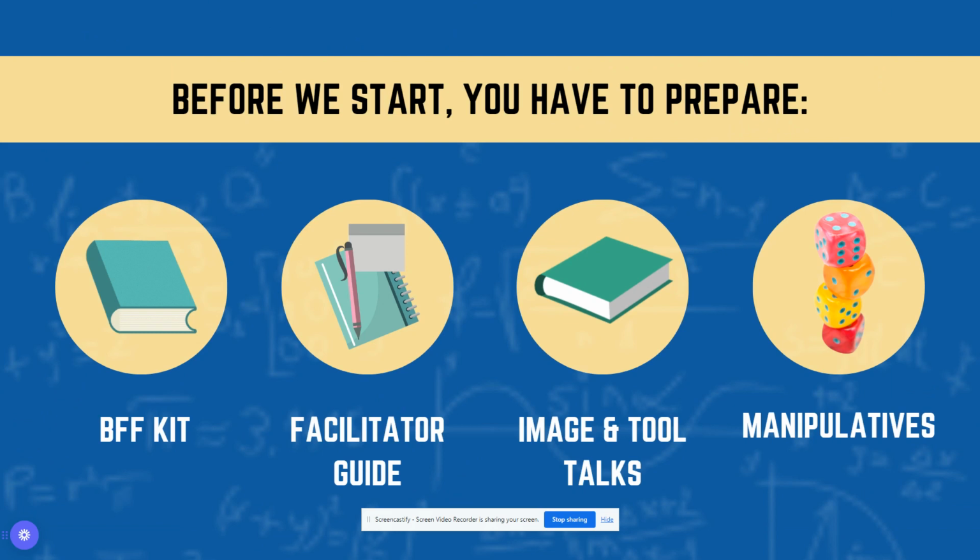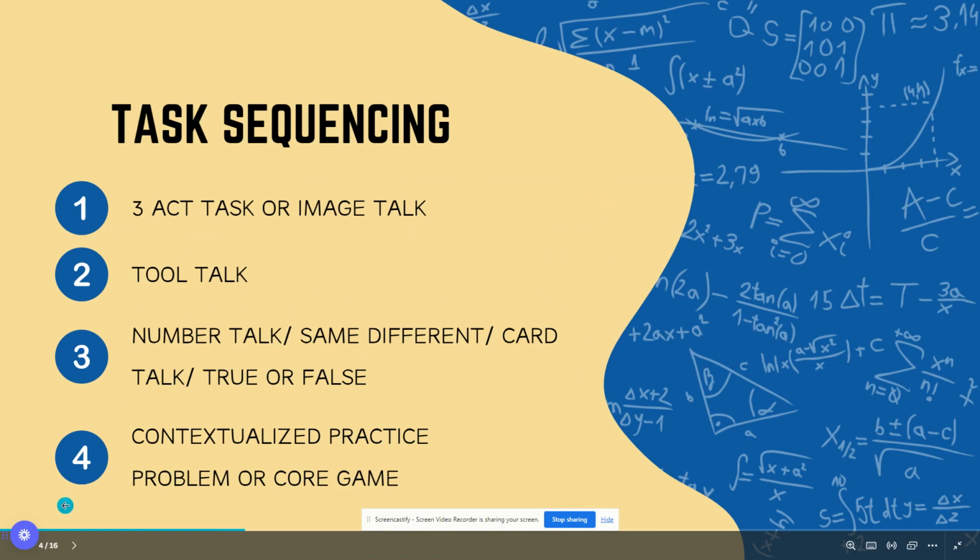Now, both of the kits, regardless of which one, if you're doing the addition and subtraction or multiplication and division, will have the facilitator guide and image and tool talks. They just look different in both of the kits. And you're going to have some manipulatives that are the same and some that are different. So have a look at both of those, especially if you're on a cusp year where you really focus a lot on both of those strategies.